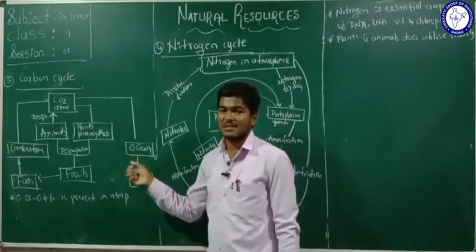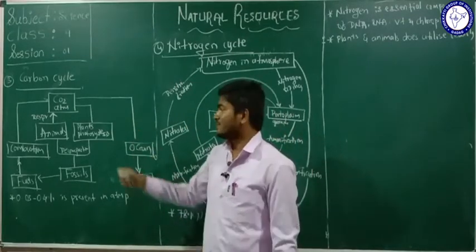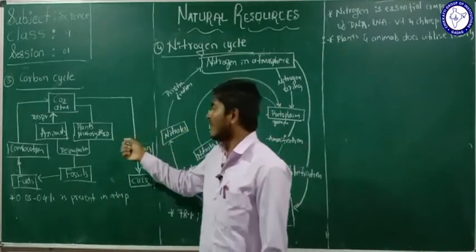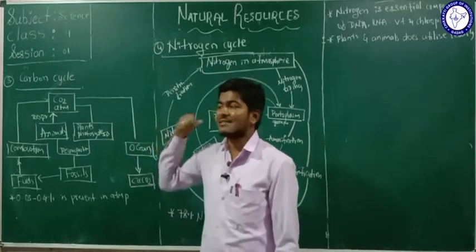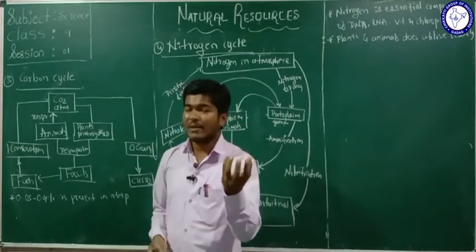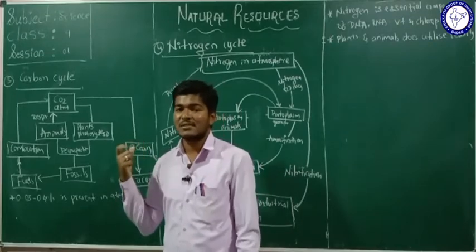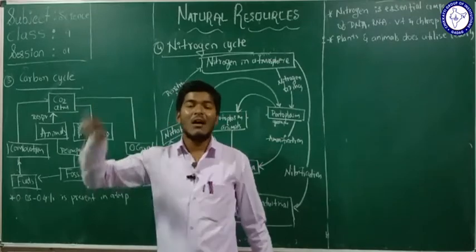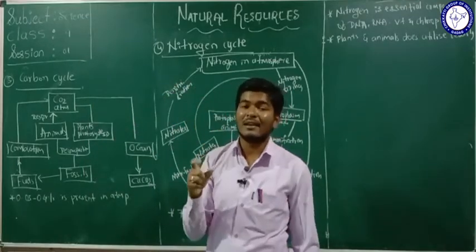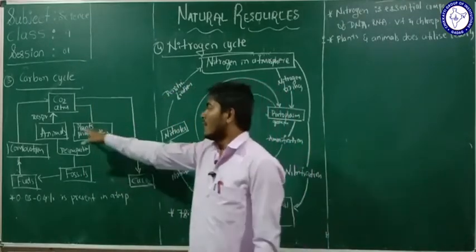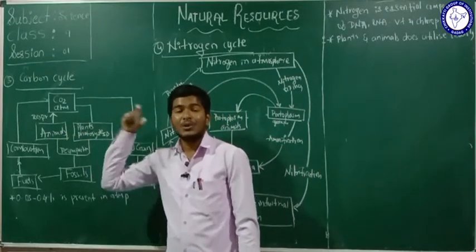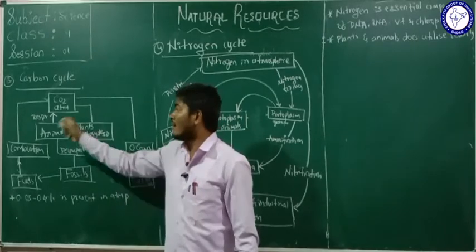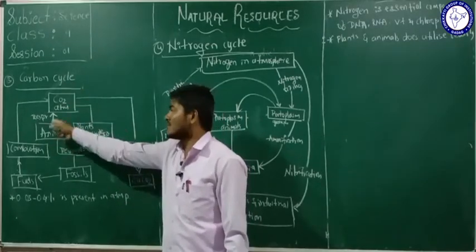And the carbon dioxide utilized by the plant in the photosynthesis process, they release oxygen and make the food material called glucose. The food materials formed by photosynthesis include carbohydrates, proteins, fats, etc. These materials include carbon, and they will be consumed by the animals, and during the respiration process these food materials will be broken down and carbon dioxide will be released.